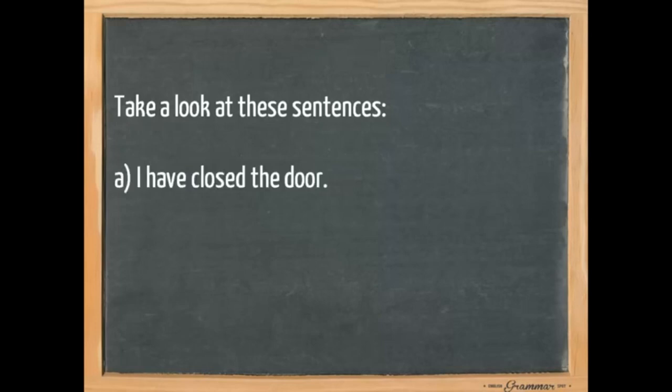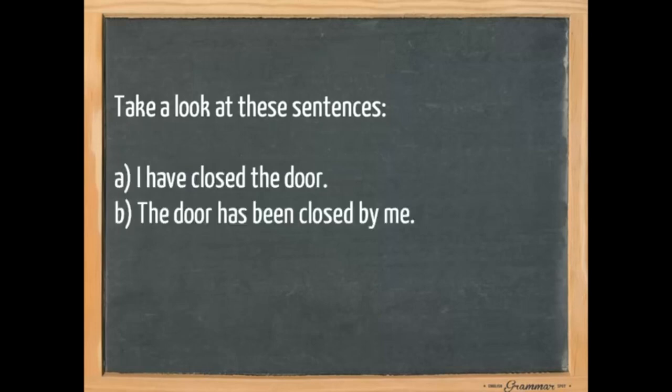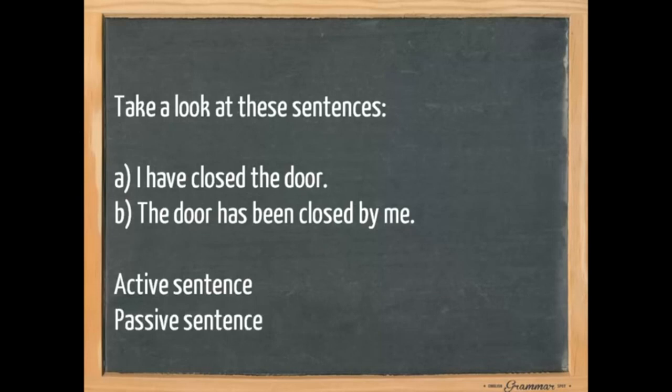Take a look at the following sentences. I have closed the door and the door has been closed by me. The first sentence is an active sentence. The second sentence is a passive sentence. Now usually we turn active sentences into passive sentences. So what we do is the object of the active sentence becomes the subject of the passive sentence, and the subject of the active sentence becomes the object of the passive sentence. So I has become me and the door has become the subject of the passive sentence.